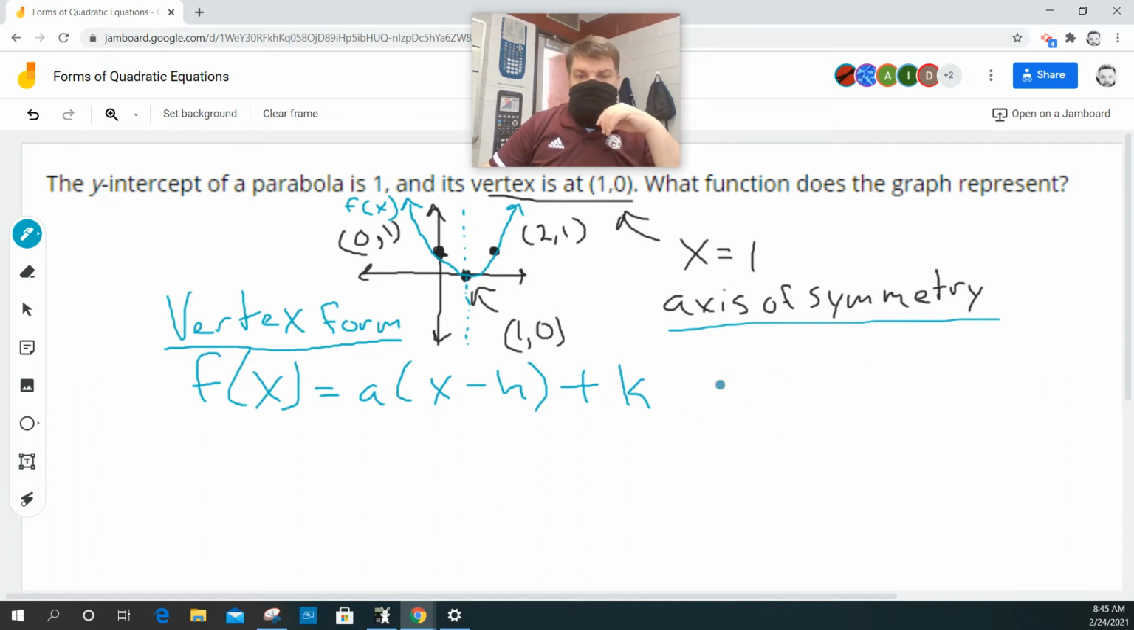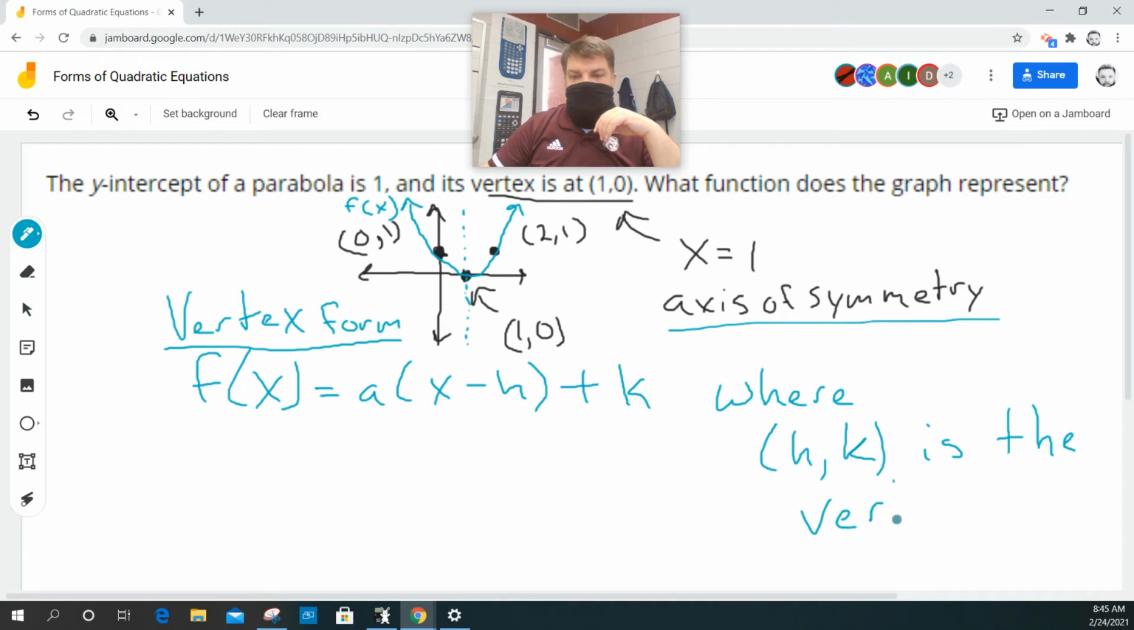where (h, k) is the vertex. So when they say the vertex is (1, 0), that means that h is 1 and k equals 0.